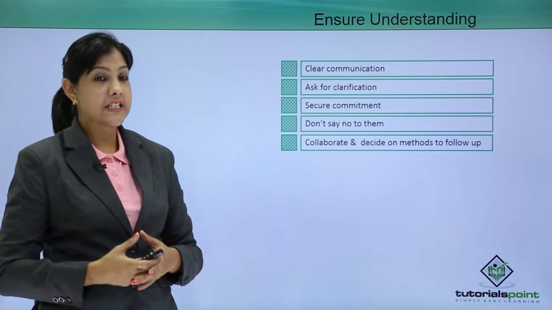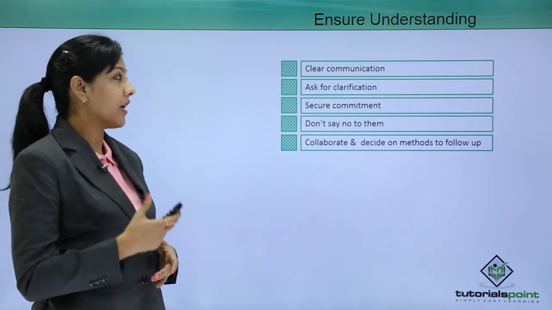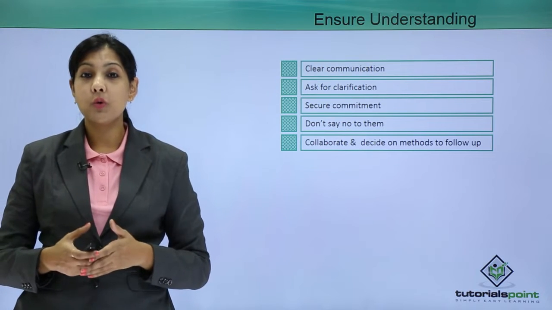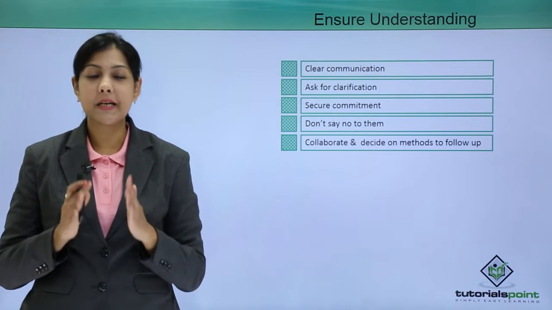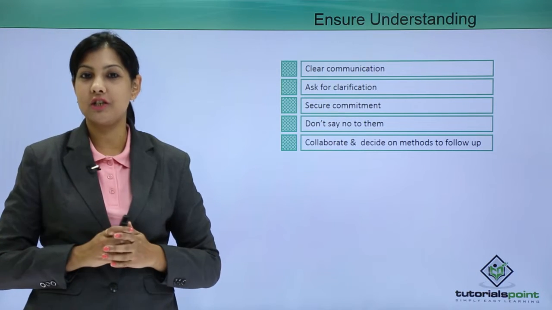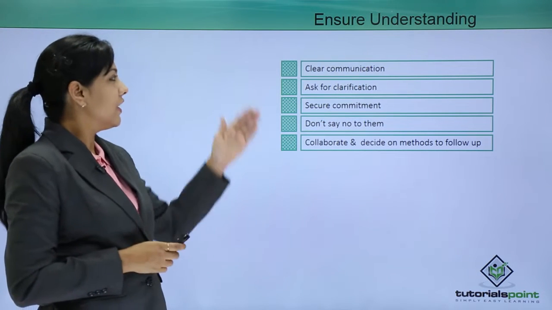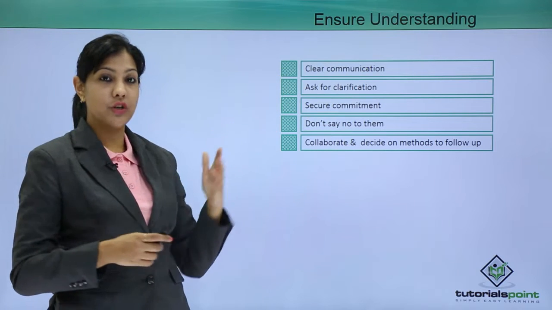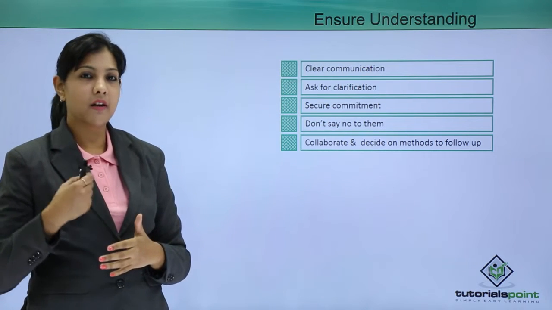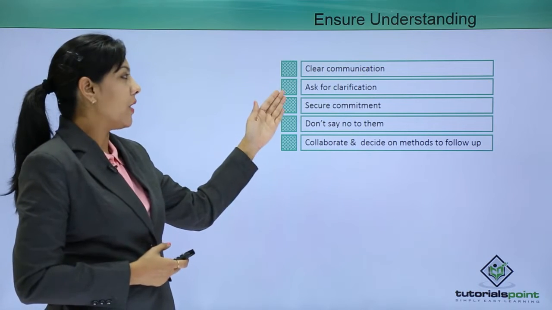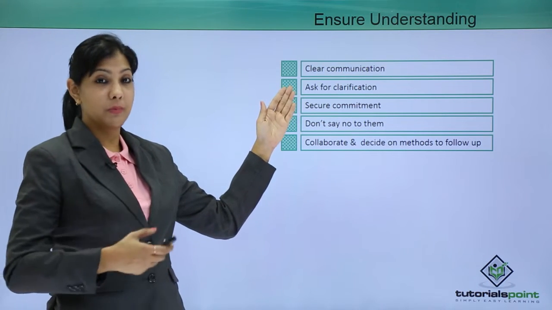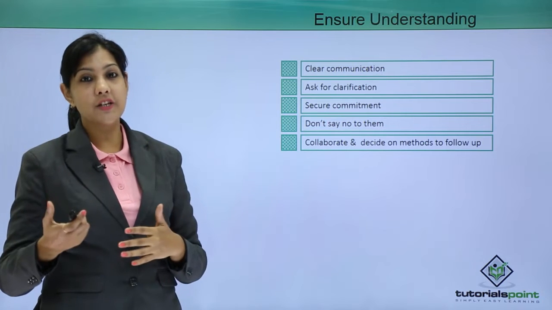Moving on to the third step, which is E, ensure understanding. The person whom you have introduced the task to, you need to ensure that the person understands completely regarding that particular task or responsibility. So you need to have clear communication. You need to communicate in a very nice, clear, precise and simple manner what you want them to do. You need to ask for clarification, whether the person has understood what you're really trying to say to them.